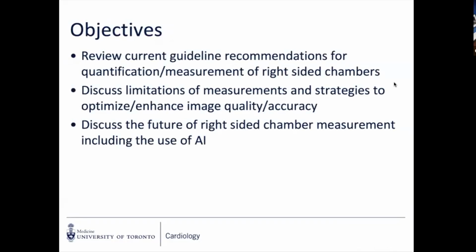It's an extensive topic, so I'll be covering a portion of it during the hour that I have. We'll go over the guideline recommendations regarding the quantification of right-sided measurements. We'll discuss some limitations with respect to these measurements and how we can enhance image quality and accuracy. And then I'll dive a little bit into the future of right-sided chamber measurement and the role of AI in this respect.